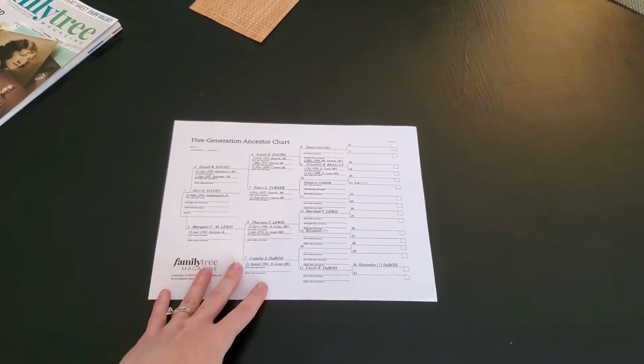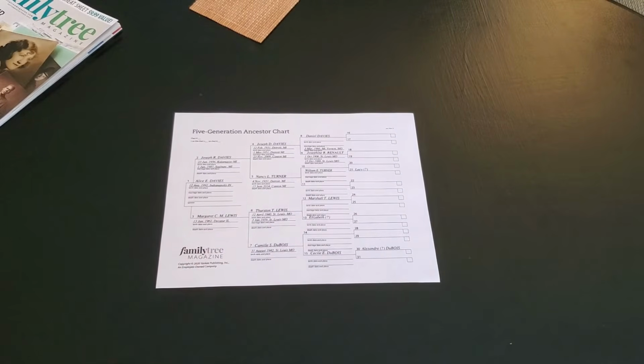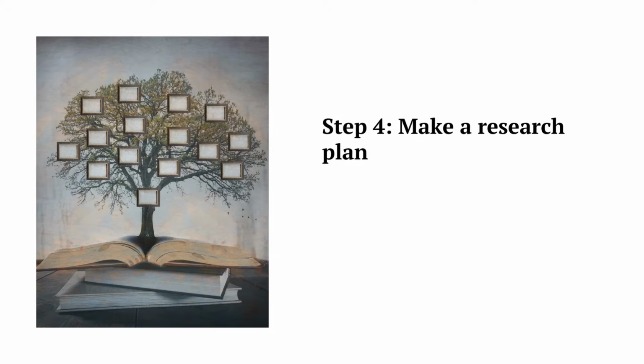So once you fill out your 5-generation ancestor chart, it can be tempting to see those blank spaces and then just immediately start searching online, trying to fill in those blanks. But we recommend one more step before you dive into your search.